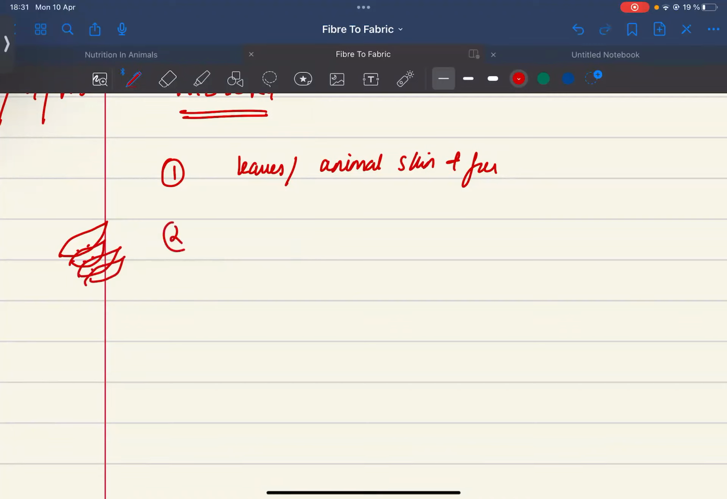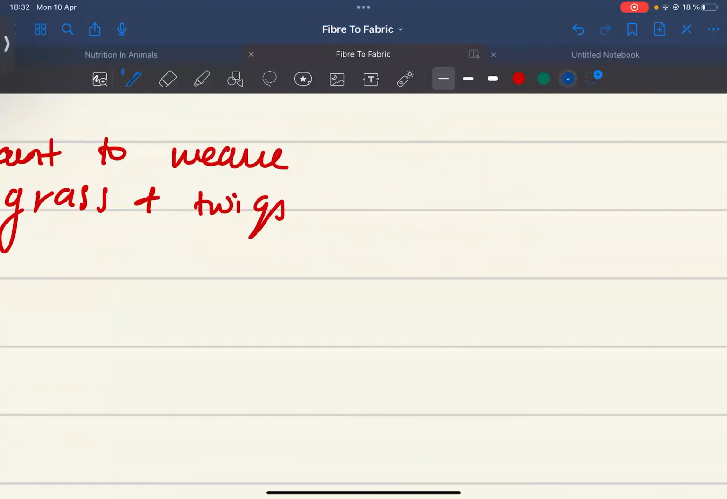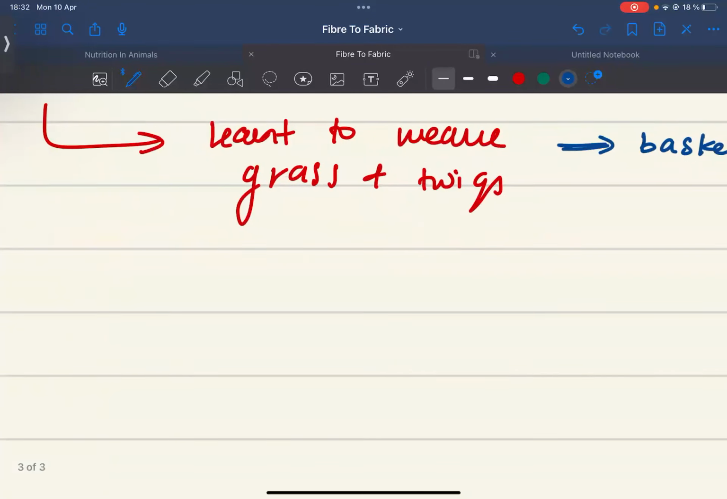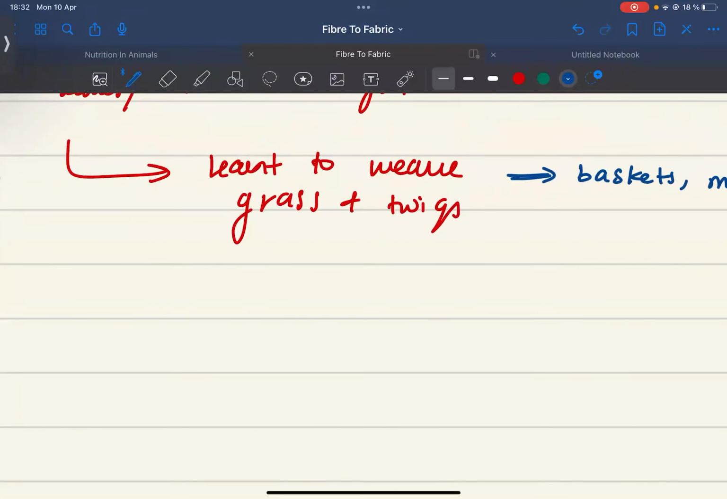So after that, what did they do? They learned to weave the grass and twigs. And then what else did they make? What are the products that they made? They made baskets and mats. They used grapevines as thread. Vines, animal fleece and hair were all twisted together into strands and woven into fabrics. So earlier the Indians wore fabrics.